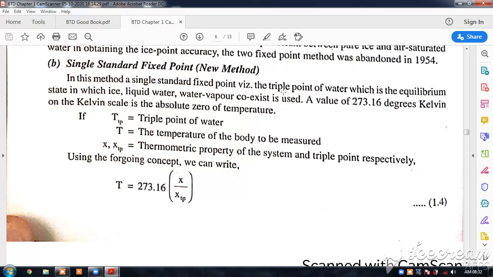So this value is 273.16 degrees Kelvin on the Kelvin scale. And the Kelvin scale is the absolute zero of temperature. It means in the Kelvin scale, 0 is the lowest temperature which can be attained, that is 0 Kelvin. That is the absolute.